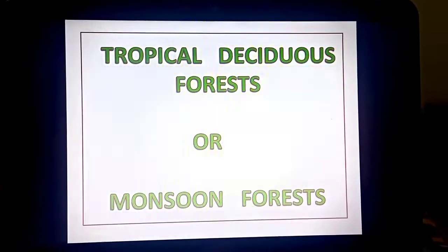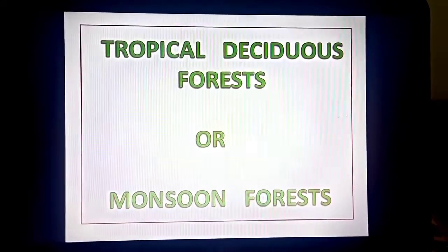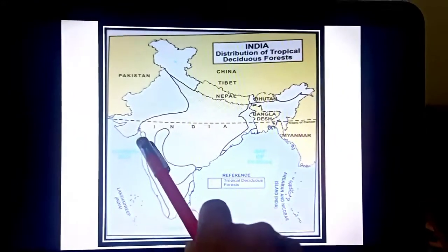Now children, the next one is tropical deciduous forest. We also call it the monsoon forest. Look at the map. This forest covers the largest part of India.